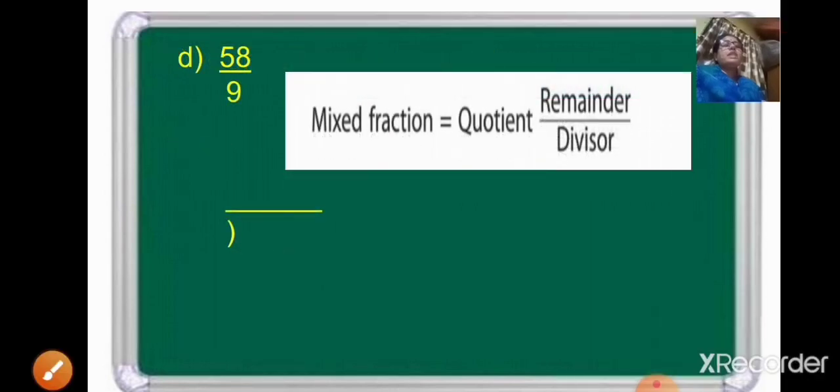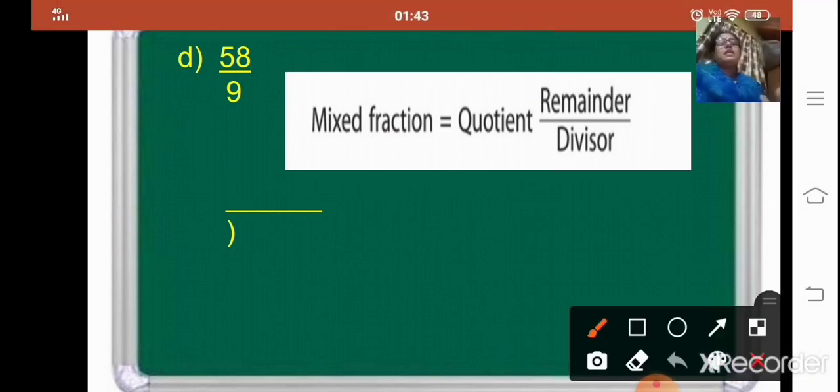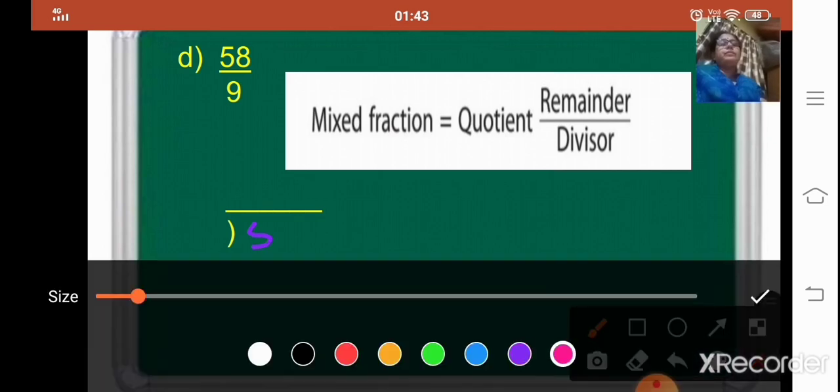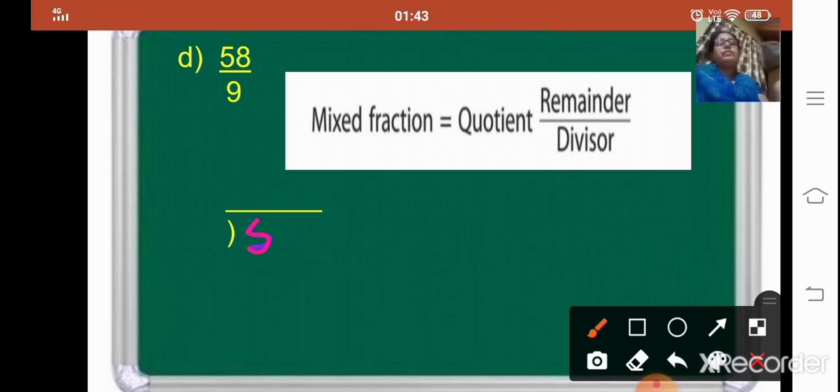Coming to the next one, again 58 upon 9. So divide this 58 divided by 9. Now 9 how many times is 58? 9 6s are 54, 9 7s are 63. So you will not take 7 times, you will take 9 6s are 54. Now 8 minus 4 is 4, 5 minus 5 is 0.